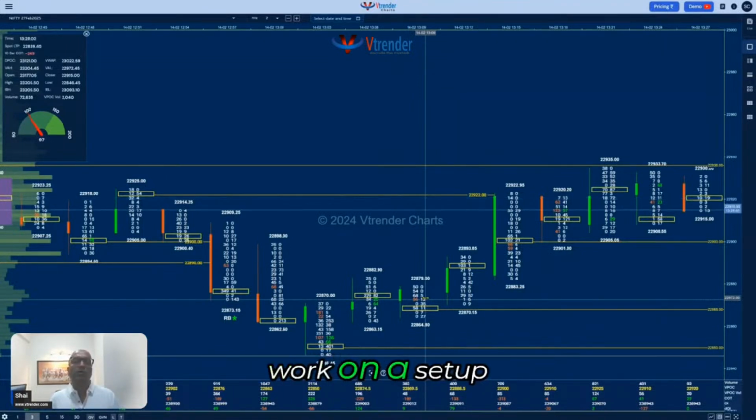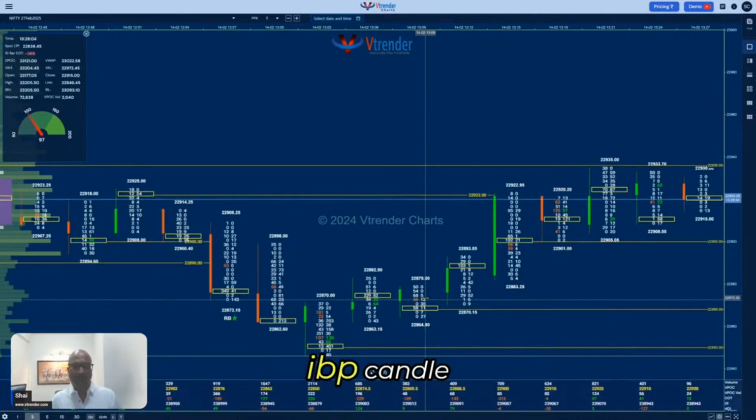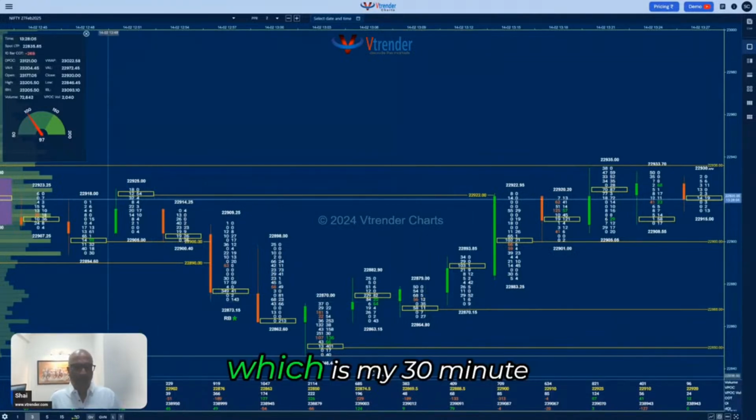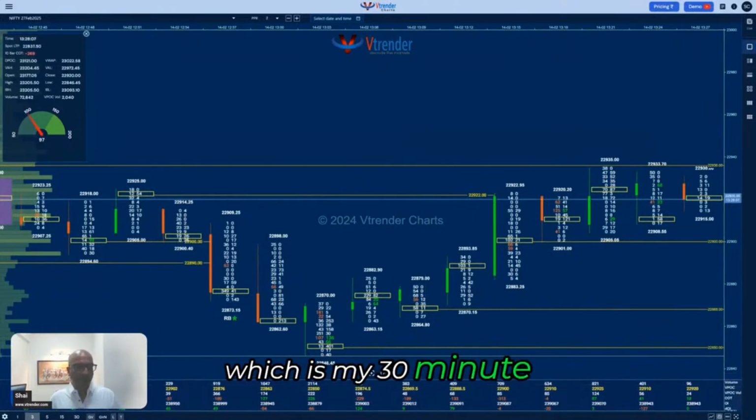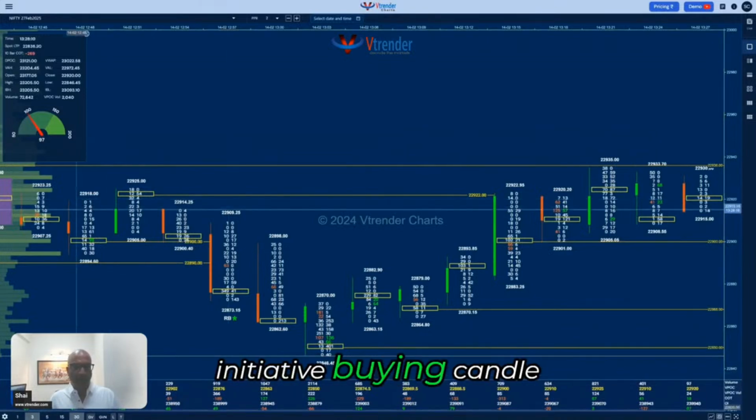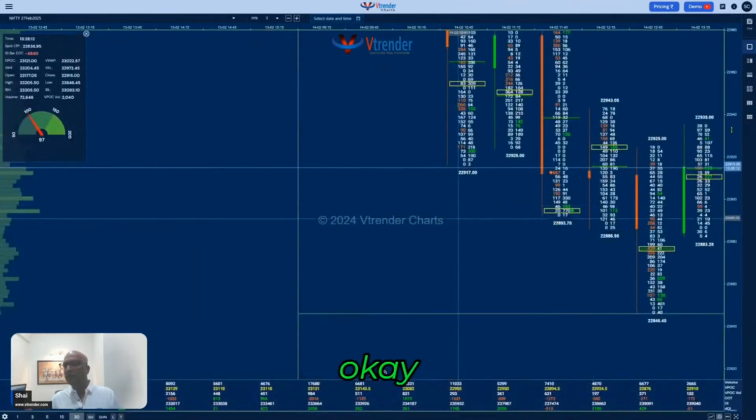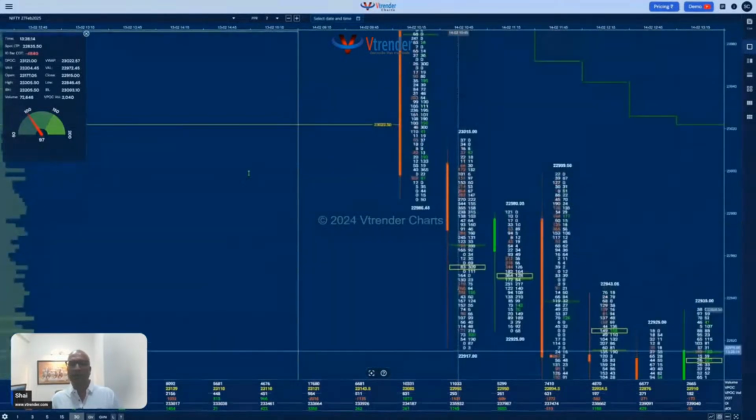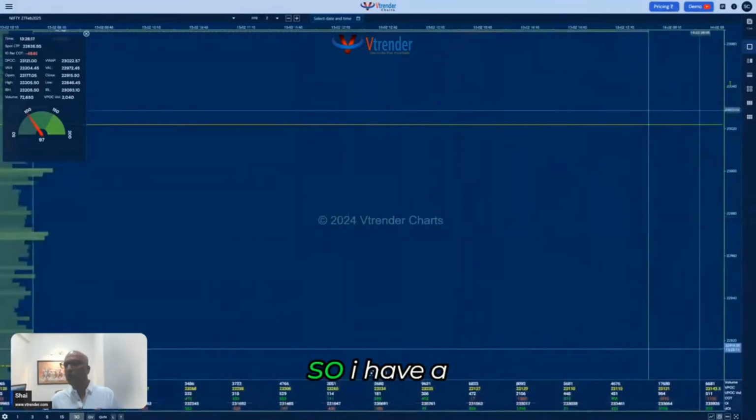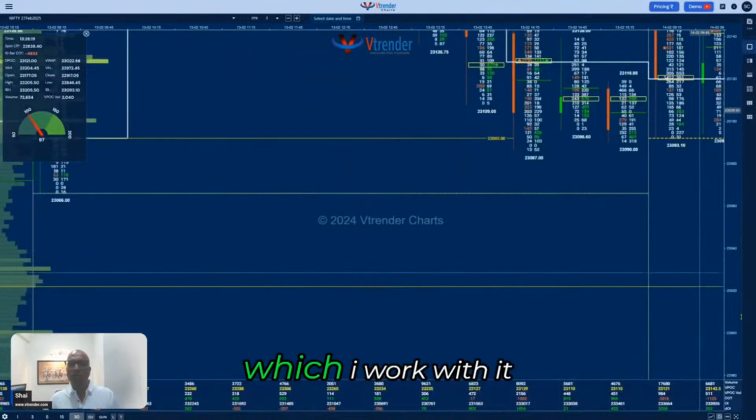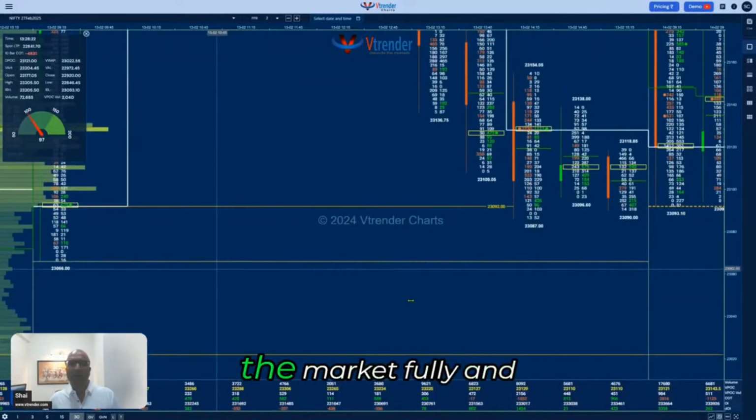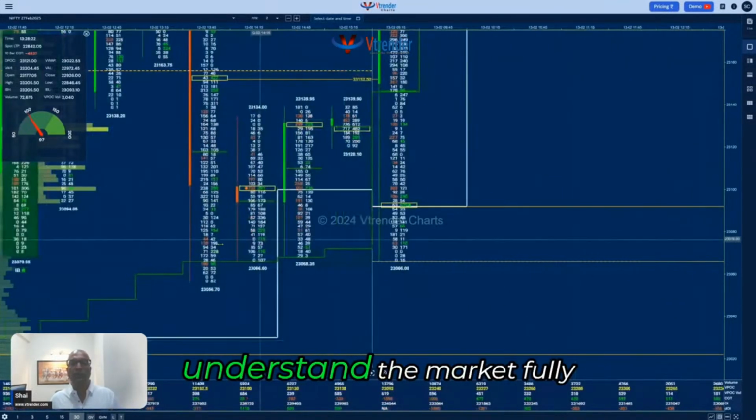I also work on a setup which is called an IB30 candle, which is my 30-minute initiative buying candle, which was here. So the last IB30 candle came in about 2 days back, around here. So I have a certain process which I work with. I do not understand the market fully, and I don't want to understand the market fully.